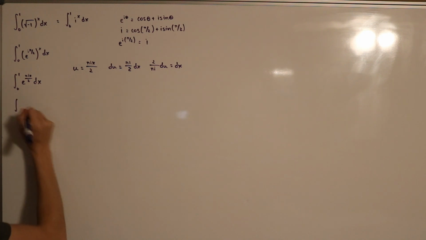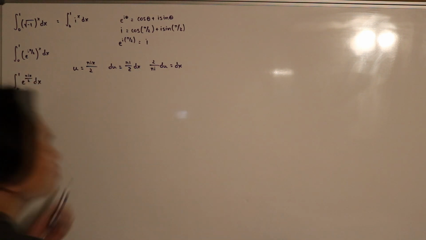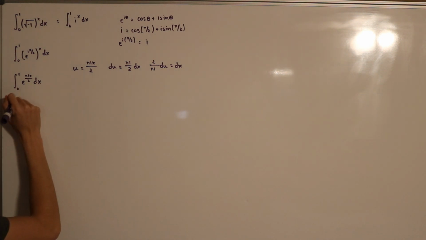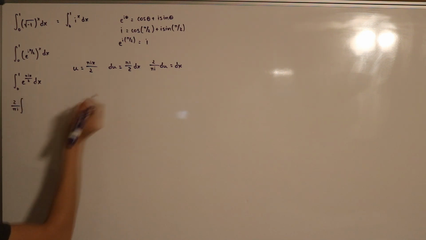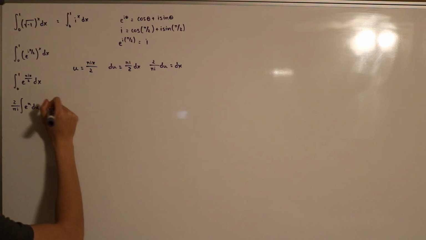Because 2 divided by pi i is actually a constant, we can move that outside the integral. So that's what I'm going to do. This, and then e to the u du, and then integrate that.